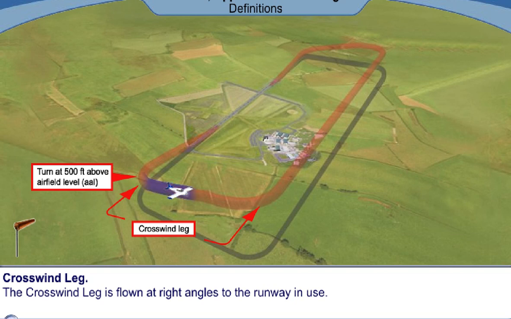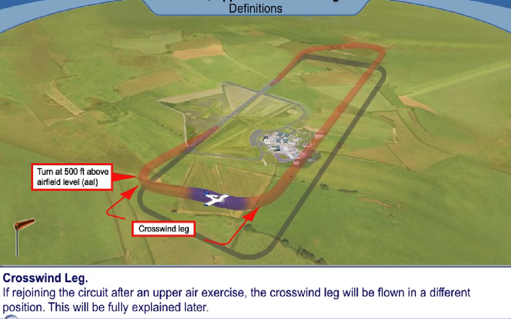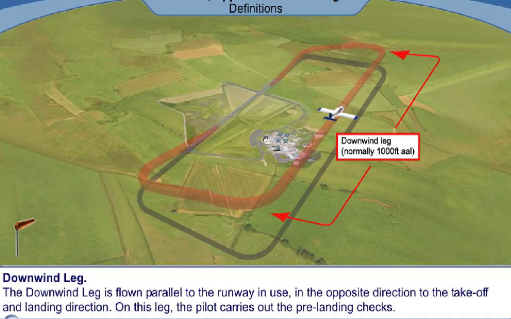Until you reach circuit height, the crosswind leg is flown as a climb. Once you reach circuit height, it's flown in level flight. If you're rejoining the circuit after an upper air exercise, you'll fly the crosswind leg in a different position. This will be fully explained in the section on rejoining. The downwind leg follows the crosswind leg and is flown parallel to the landing path, but in the opposite direction to the landing path.